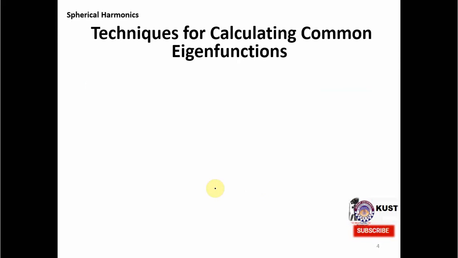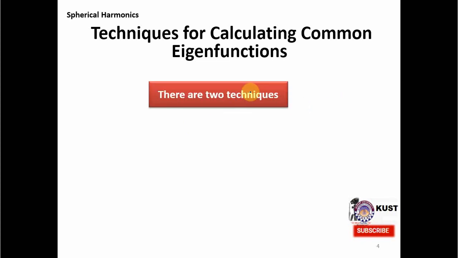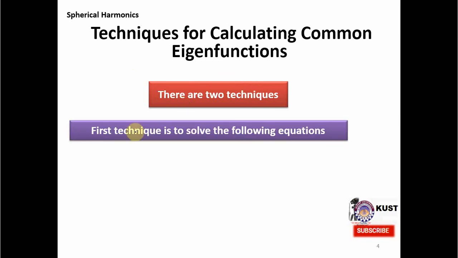Okay, so how can we calculate the common eigenfunctions of L square and Lz? There are basically two techniques, and in this lecture we will talk in detail about only the first technique, but first of all let me give you the details of both of these techniques for calculating the common eigenfunctions. As I said, there are two techniques. The first technique is to solve the following two equations.